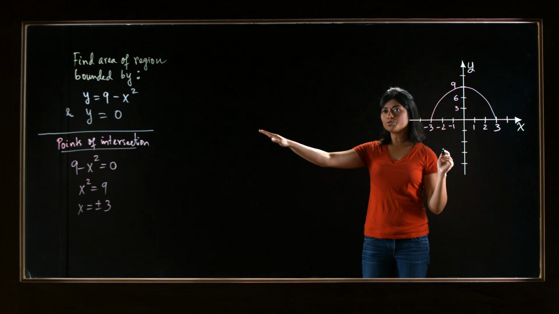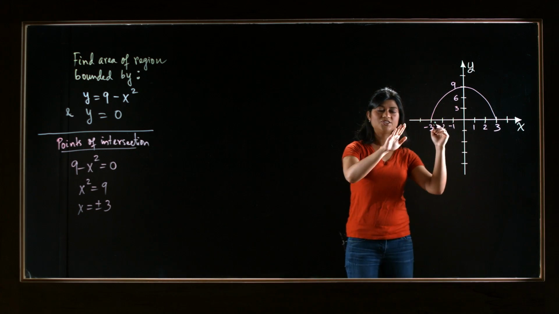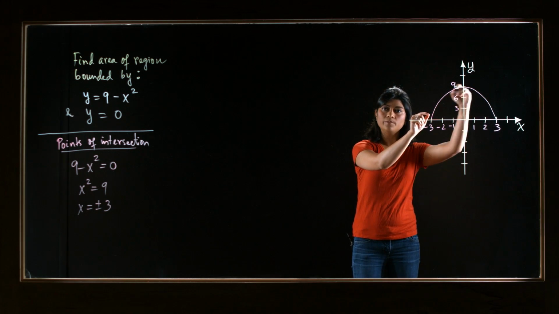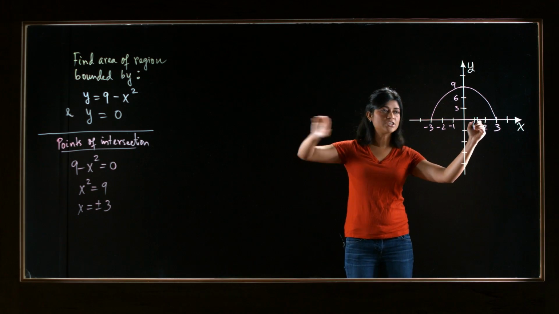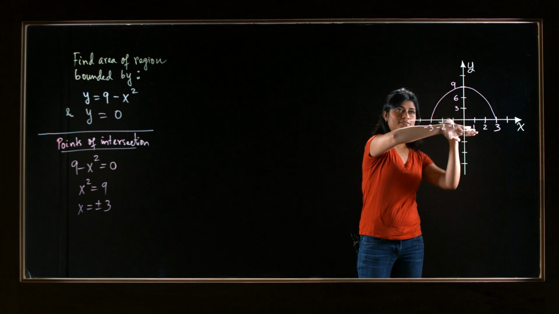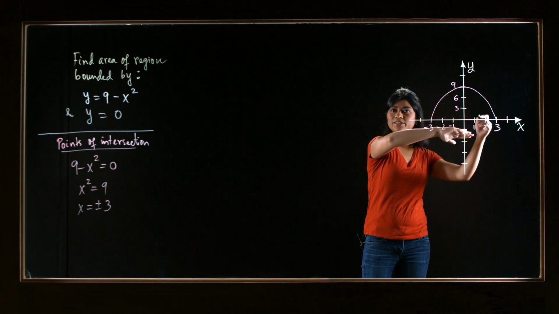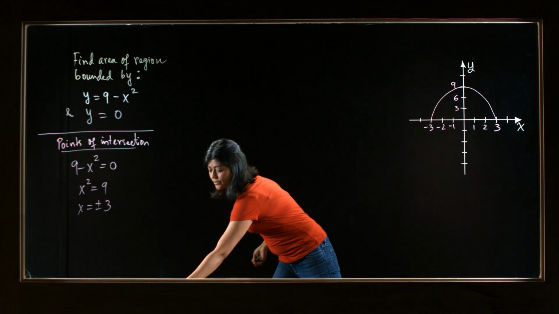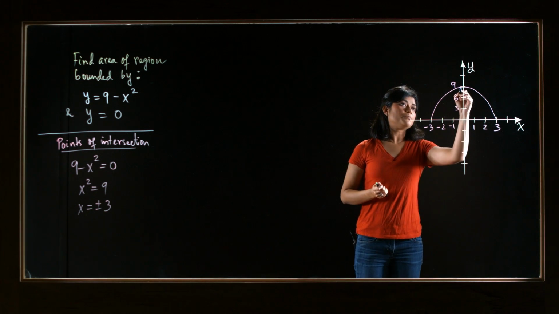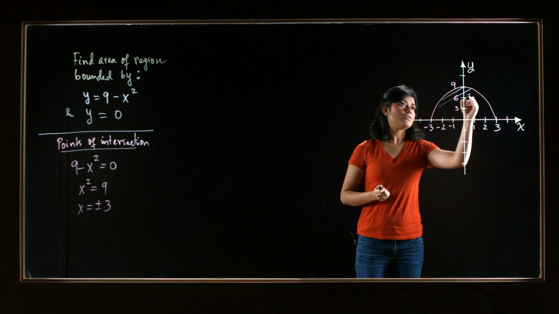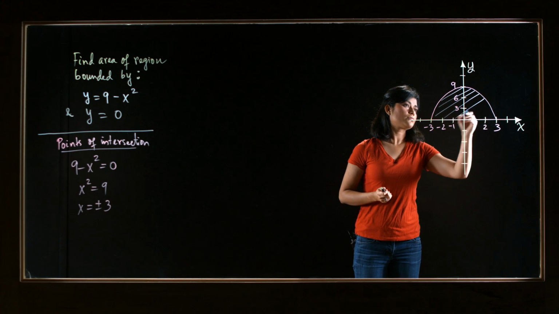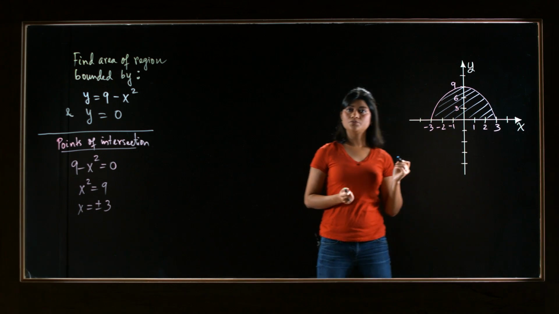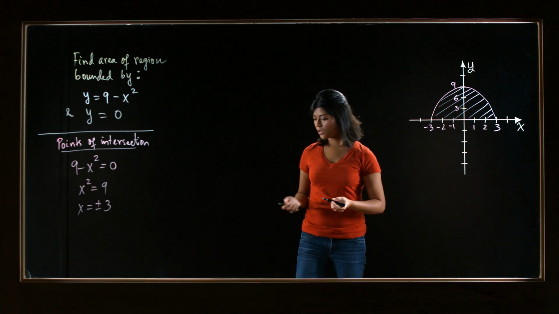Now what is the region whose area we have to find? It's the region bounded by the parabola, and y equals 0 is the x-axis. So it's the region between them, right? So we have to compute the area of this entire region between the two curves. Okay.